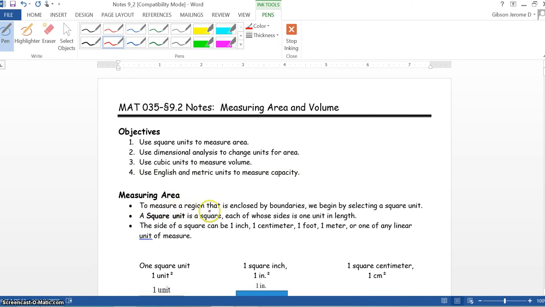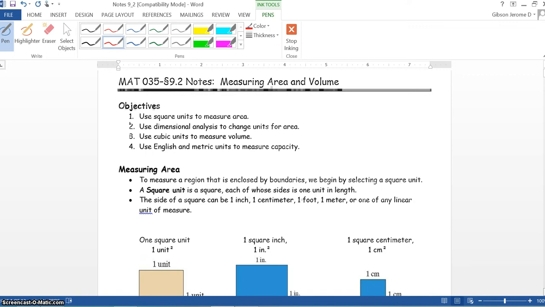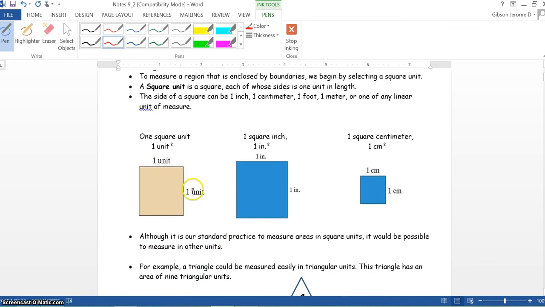Measuring area. To measure a region that is enclosed by boundaries, we begin by selecting a square unit. A square unit is a square, each of whose sides is 1 unit in length. The side of a square can be 1 inch, 1 centimeter, 1 foot, 1 meter, or one of any linear units of measure. As you see here, we have representations of that.